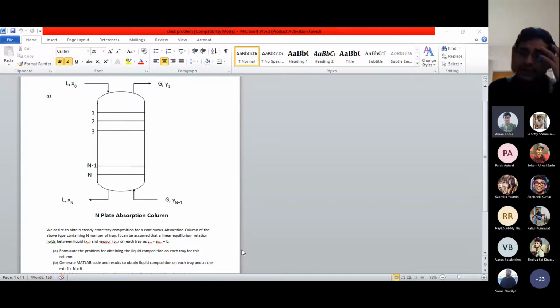So how do you write the equations? First one at the top, the tower entry, or across any plate. What is happening across each plate in the gas-liquid contactor, the gas-liquid absorber column? Across each stage, what is happening? Please respond. We have to proceed.